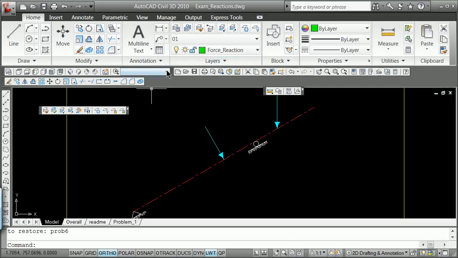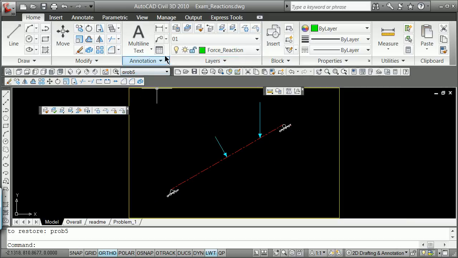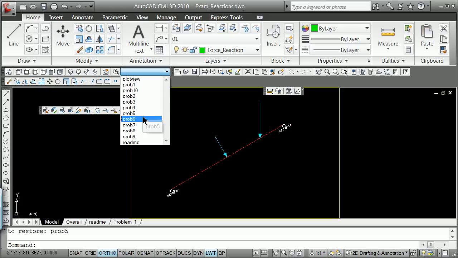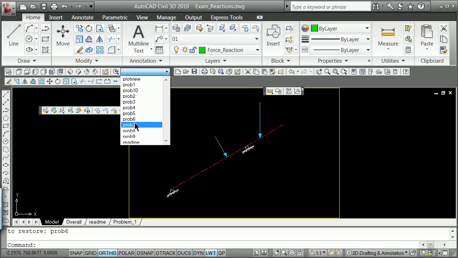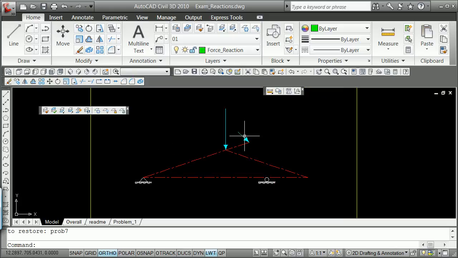Back to 1. This is problem 5. We'll go to problem 6. I'm sorry, that's what we just did. Problem 7. This one, most of these are not going to be best solved by slide and divide. I'll give you the example here.